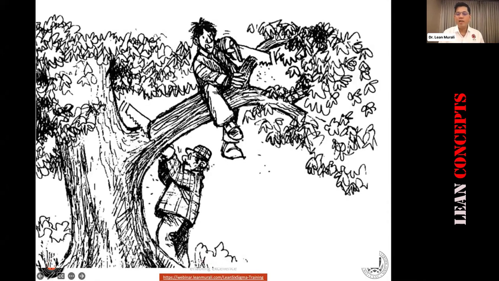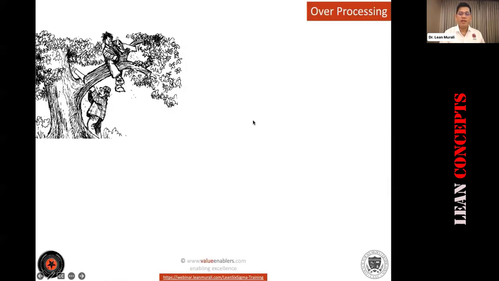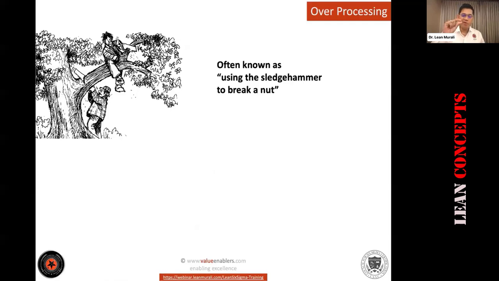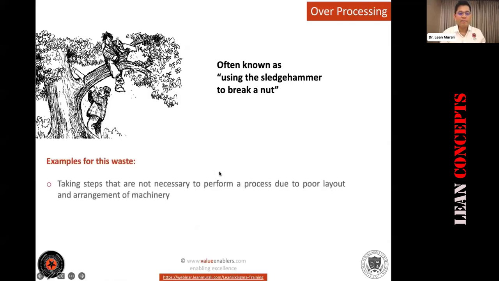What does this picture tell you? Is this picture interesting? Type interesting in the chat box if you find this picture interesting. So what does this picture tell you? Risk, okay. Extra processing, okay, great. So over processing, right? Using a sledgehammer to break a small nut. If it is just a peanut which has to be broken by hand or with a small hammer, you use a big hammer and break it, right?